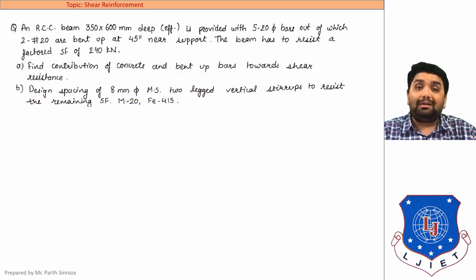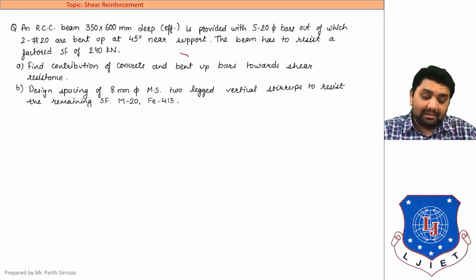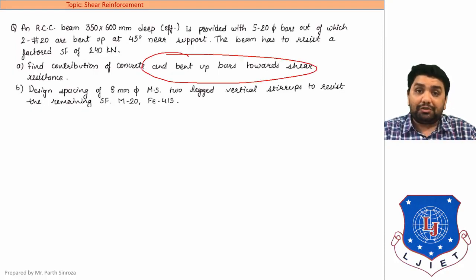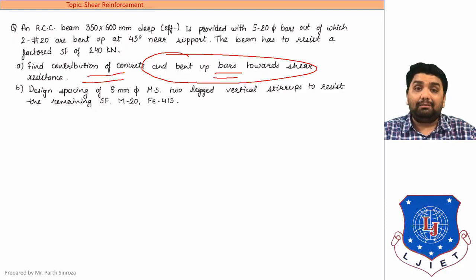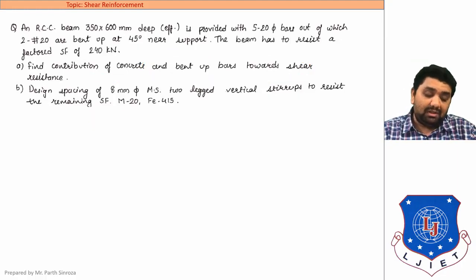Now what do you mean by remaining shear force? As the bars are bent up, some portion of shear will be resisted by these bent up bars, some portion will be resisted by the concrete, and the remaining portion out of the total, that is 240, we will be designing for vertical stirrups. So this is our question. We will see graphically what the question actually means.